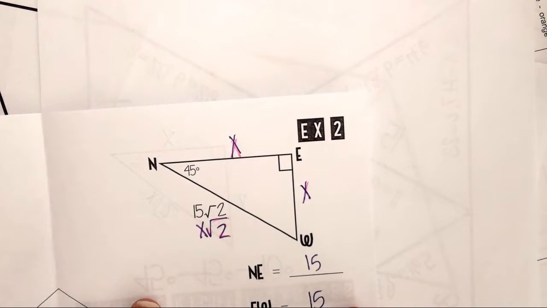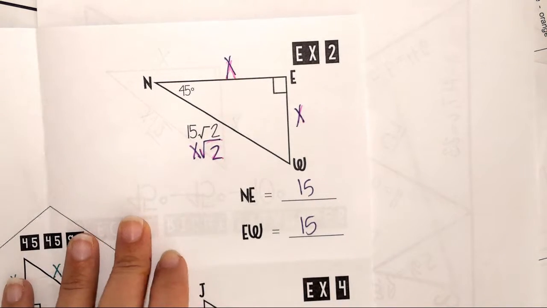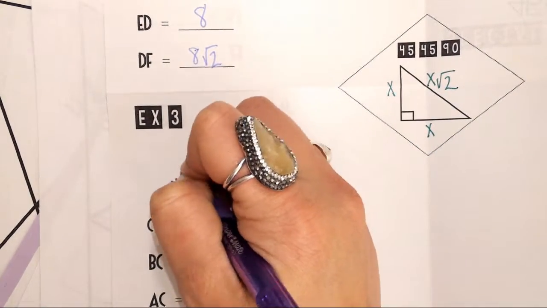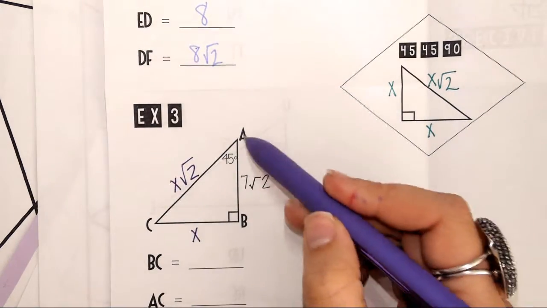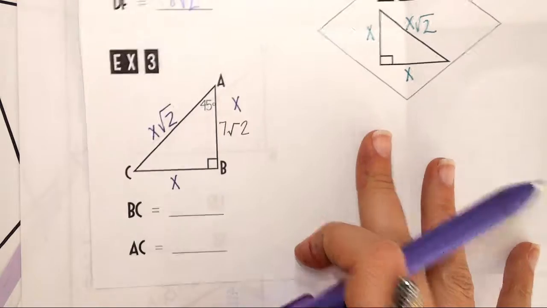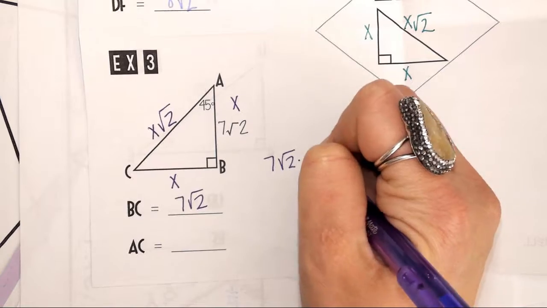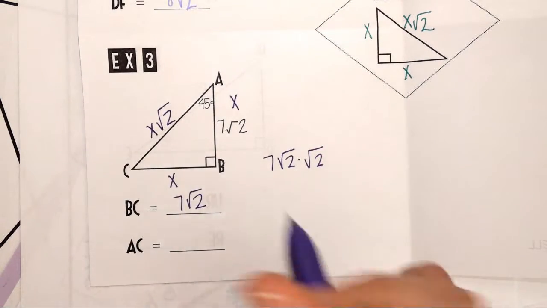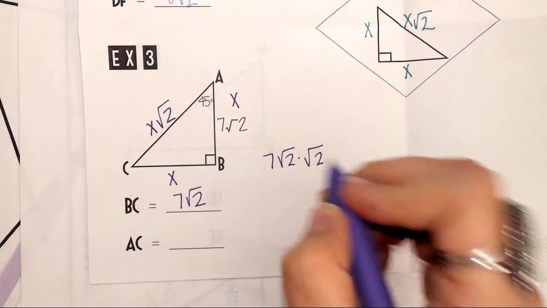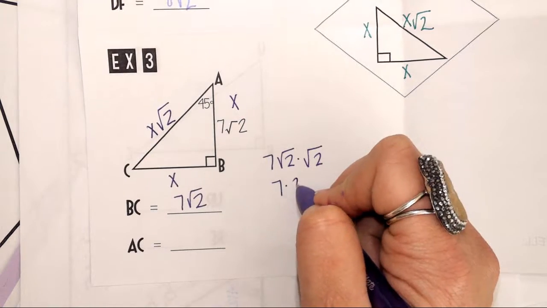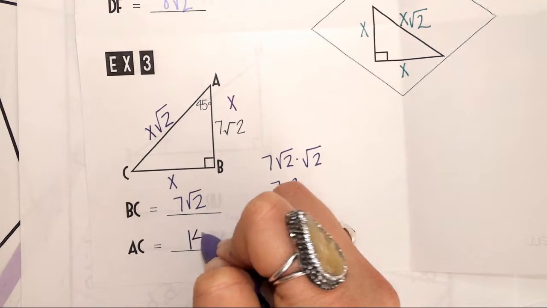All right, let's look. Does everybody see how we got 15 before we go any further? Are we sure? All right, example 3. This is X, so this is X root 2, correct? If AB is 7 root 2, what is BC going to be? And then we're going to multiply 7 root 2 times root 2, right? Okay, what's root 2 times root 2? It's root 4, and what's the square root of 4? And what's 7 times 2? 14.